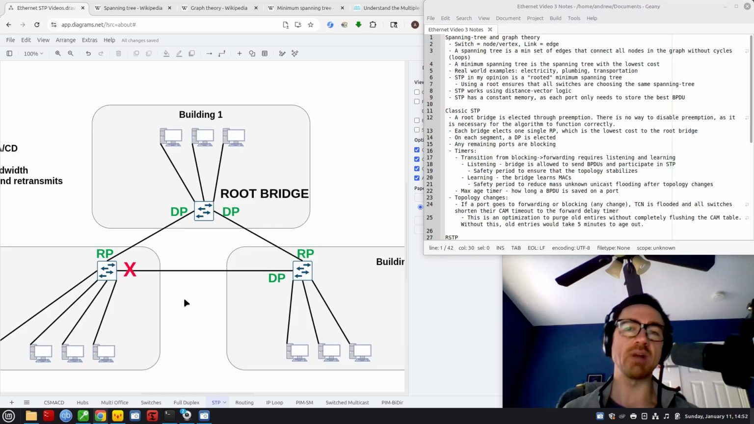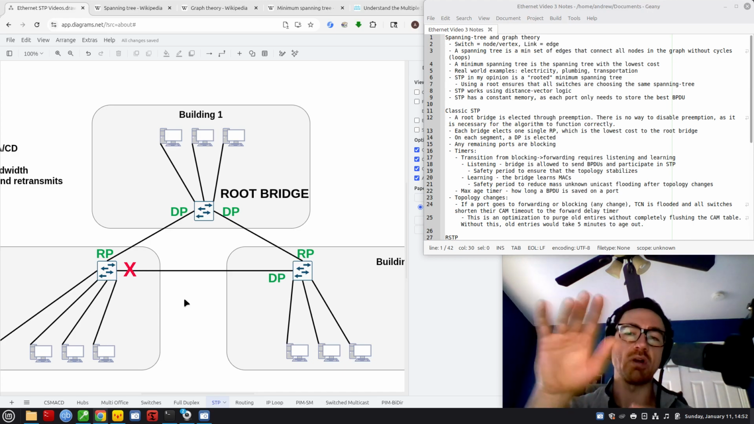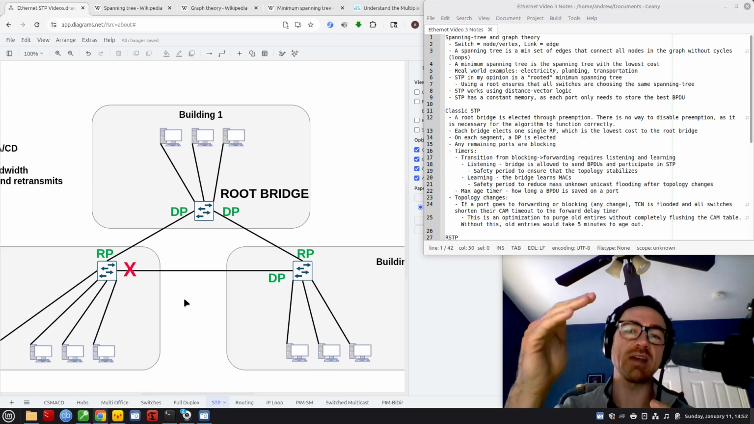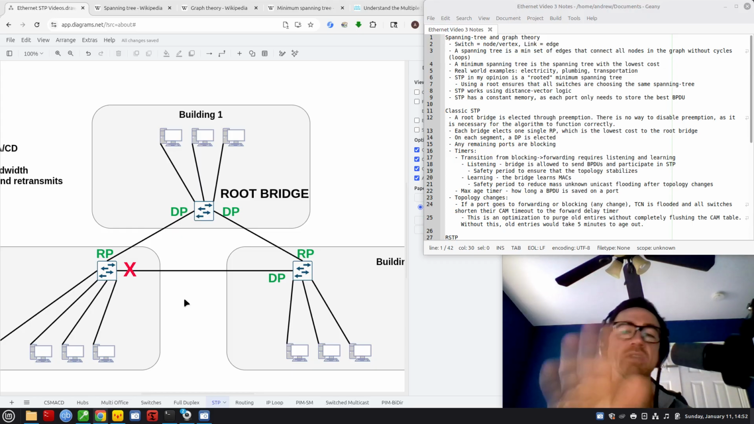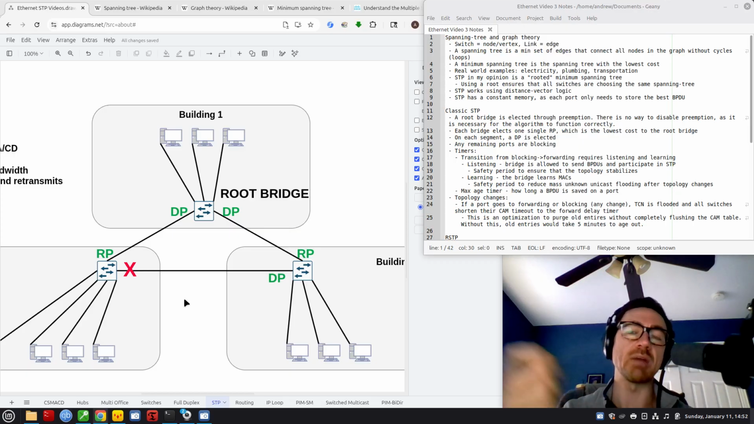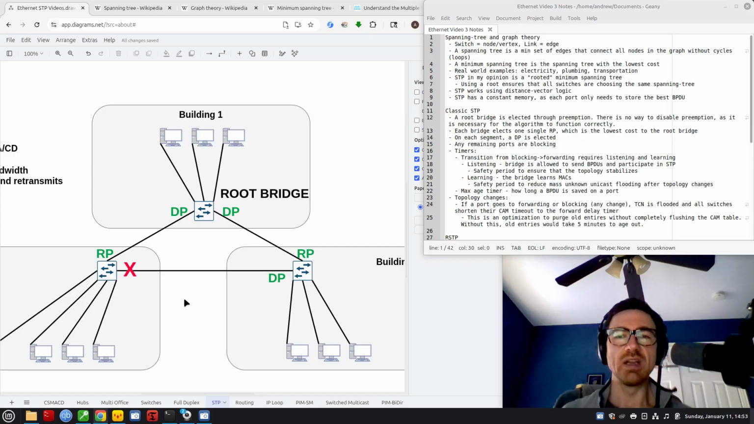And what the switches do in response to that is they shorten their CAM table timeout value to the forward delay timer. So whatever entries they have, if they're greater than 15 seconds, they shorten them all down to 15 seconds. If there's an entry that has a current timeout value of 4 minutes and 30 seconds, it's going to shorten it down to 15 seconds. So this is an optimization as opposed to just completely immediately flushing their whole CAM table. We'll shorten it down to 15 seconds so that we're reducing unknown unicast flooding, but we're still making sure that we purge out old entries.